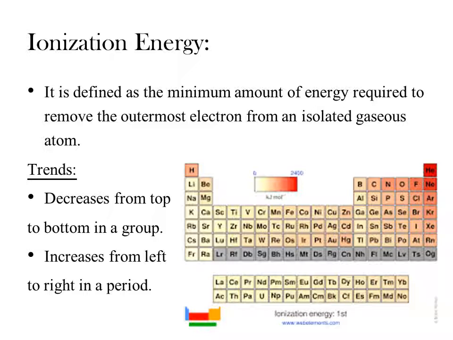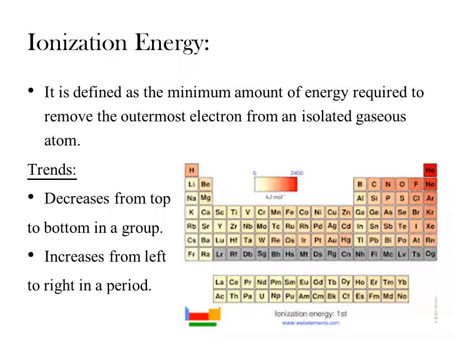Now we are discussing its trends. In the group, from top to bottom, our ionization energy decreases. Why? Because the shielding effect increases, which leads to weaker attraction of the nucleus for the valence electron, so it is easier to remove it. That's why ionization energy decreases when we are moving in a group from top to bottom.